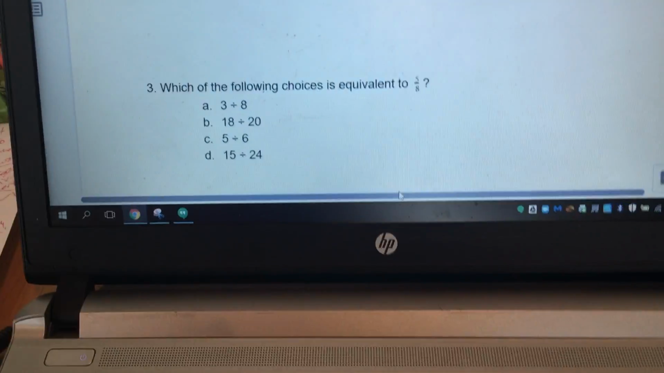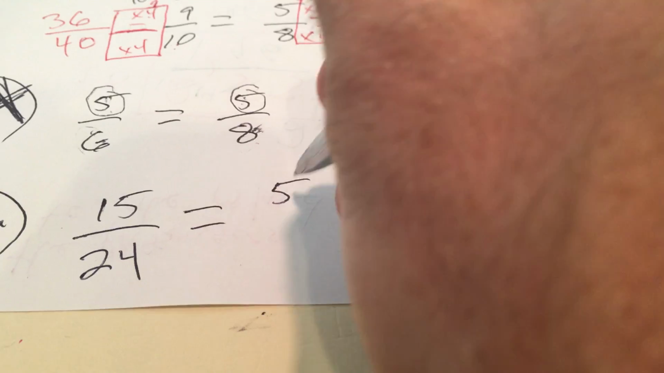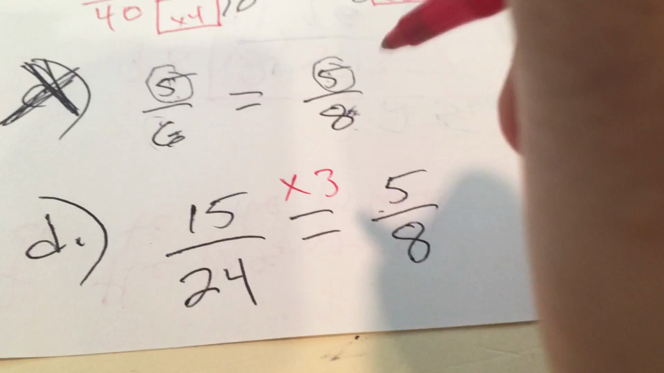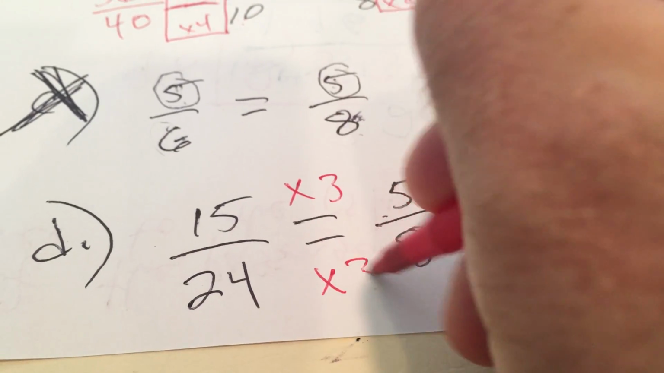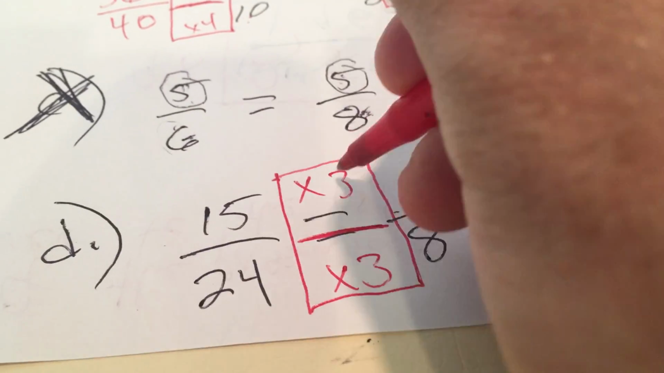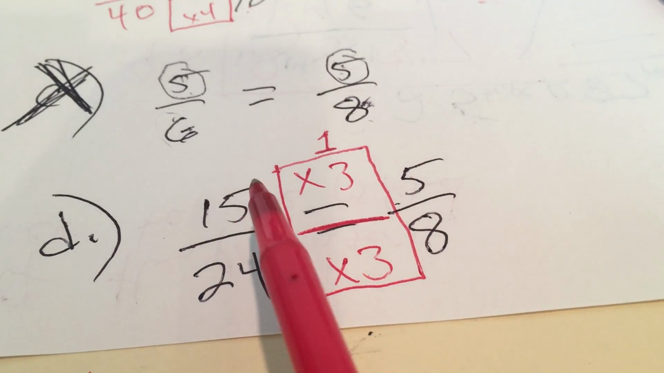I'm pretty confident that this one's correct, but I'm still going to make sure. 15 divided by 24 is 15/24. Is that equal to 5/8? So 5 times 3 is 15. And 8 times 3 is 24. So since all we did was multiply 5/8 times 3/3, and 3/3 is equivalent to 1, all we did was 5/8 times 1, and we did get 5 times 3 is 15, and 8 times 3 is 24. So yes, those are equivalent fractions.